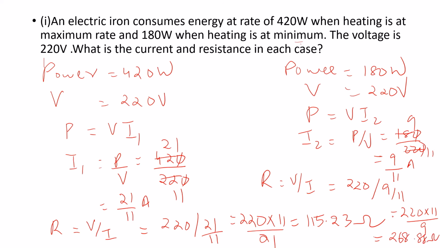268.88 ohm. So in the first case, that means when the heating is maximum, the resistance is 115.23 ohm, and in the second case we are getting the resistance as 268.88 ohm.